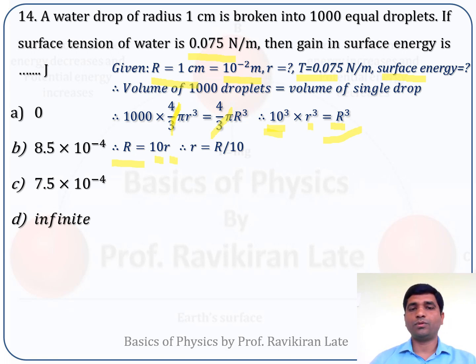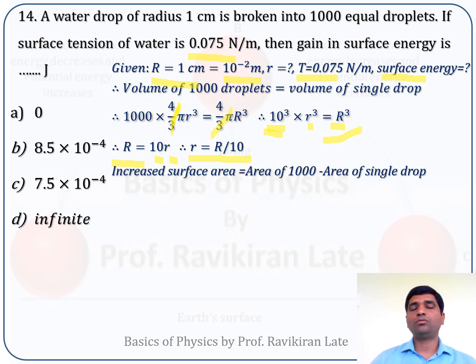So if I simplify this one, I'll get a relation r is equal to R by 10. Now when a single drop is breaking into 1000 droplets, its surface area increases. So we have to calculate the surface area. How will you calculate the surface area?